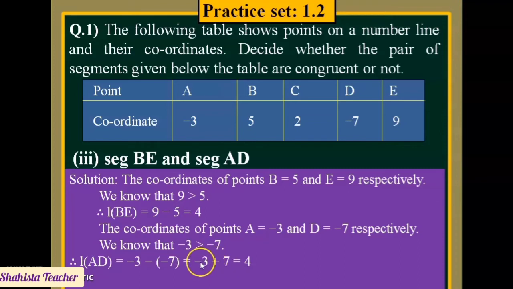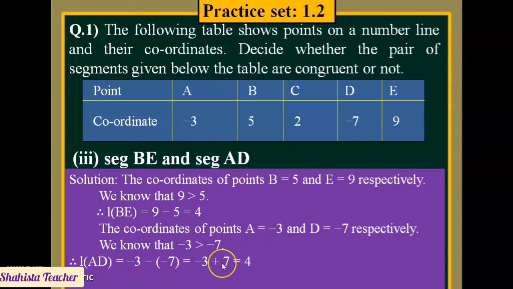7 is greater than -3. Why? Because it carries the positive sign. So 7 minus 3, plus into minus, minus. So 7 minus 3 is 4. Now here length of AD is 4 and length of BE is equal to 4. They both are equal. See, both are equal. Length of BE is 4 and length of AD is 4.